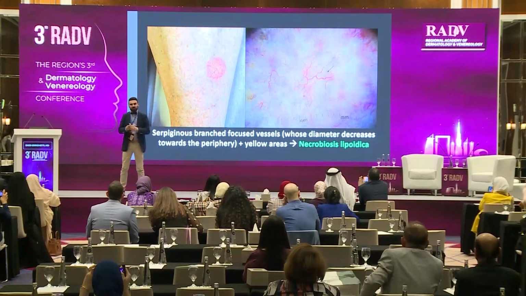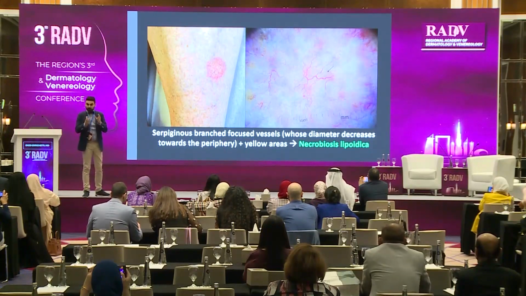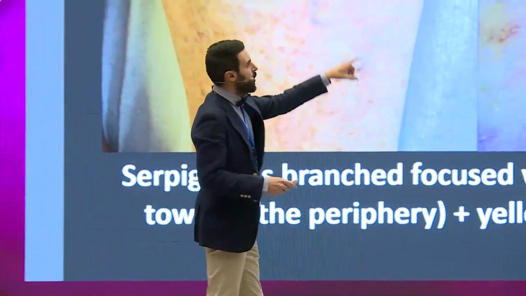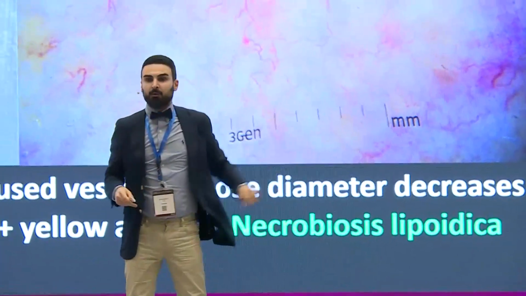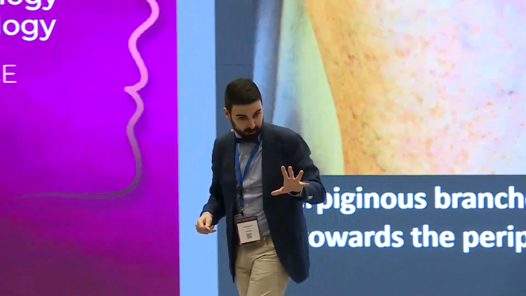We have to consider this because sometimes we have some cases of necrobiosis lipoidica which are not very typical from a clinical point of view. But on dermoscopy, they always show this vascular pattern associated to orange areas and also to yellow areas, because in necrobiosis lipoidica, we also have lipids in the dermis, okay?